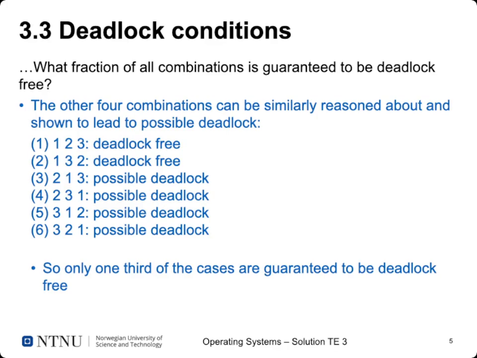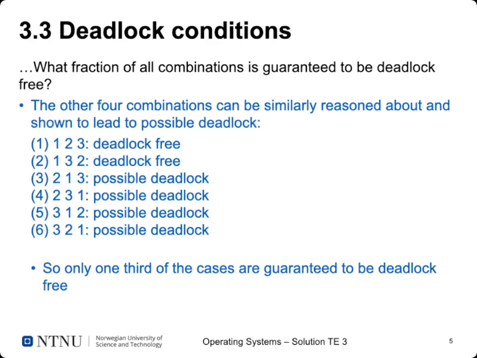So let's look at the other combinations here. For other combinations, we can similarly reason about these and show that they can lead to a possible deadlock. So 1, 2, 3 and 1, 3, 2 are deadlock free. 2, 1, 3 and 2, 3, 1 can lead to a possible deadlock. 3, 1, 2 and 3, 2, 1 can also lead to a deadlock. So only 1/3 of the cases is guaranteed to be deadlock free here.